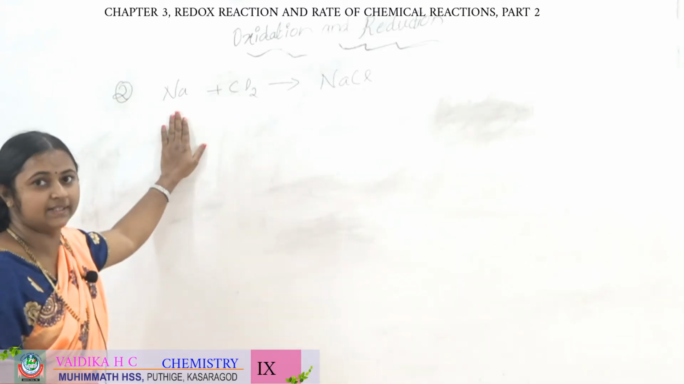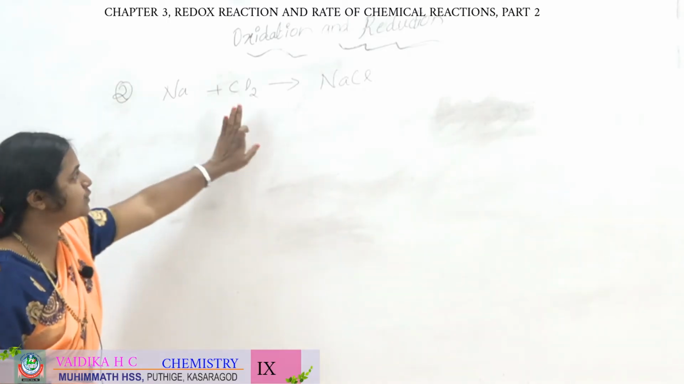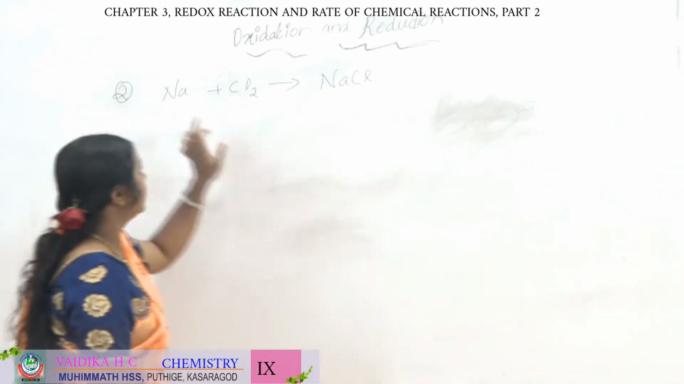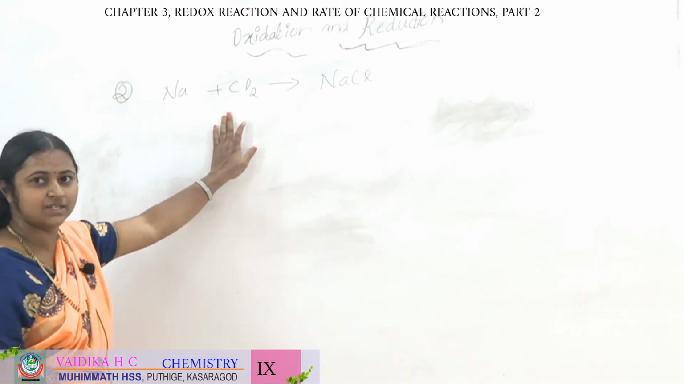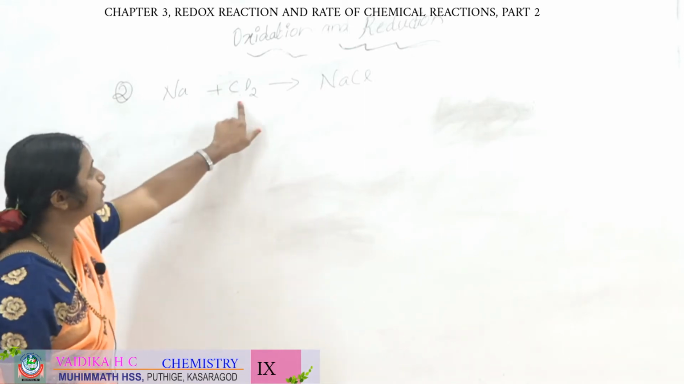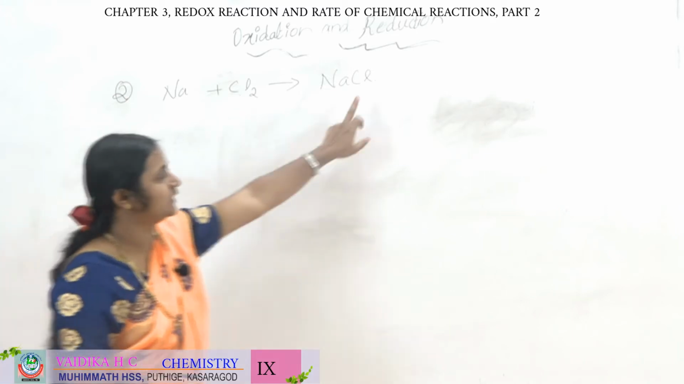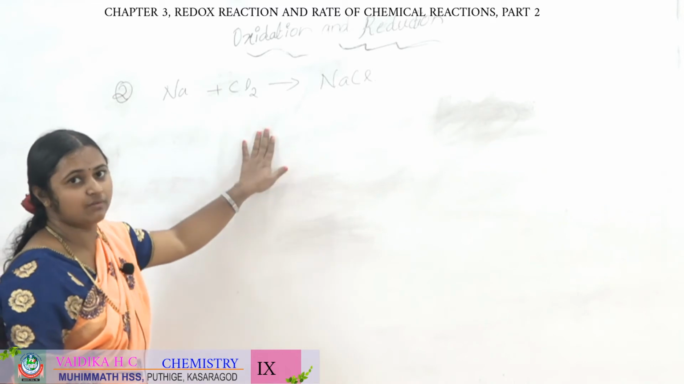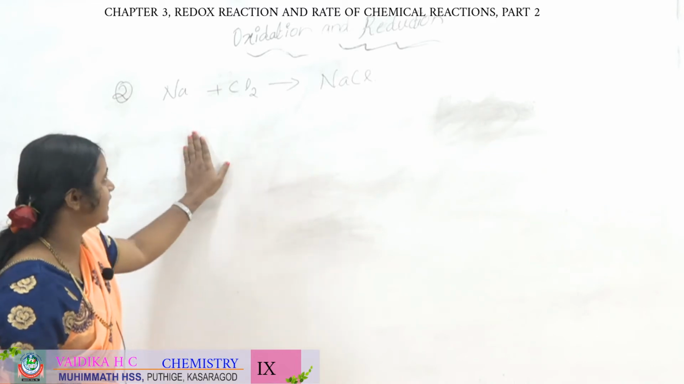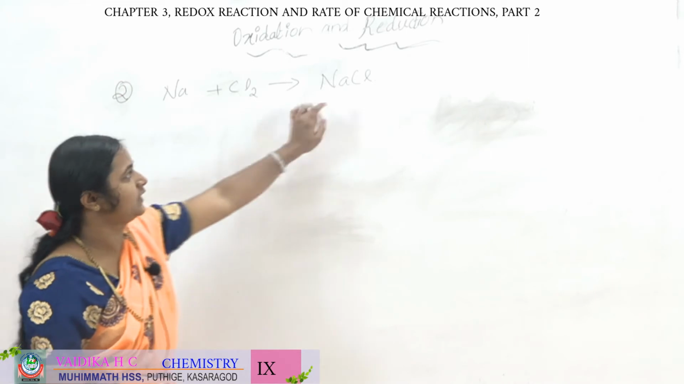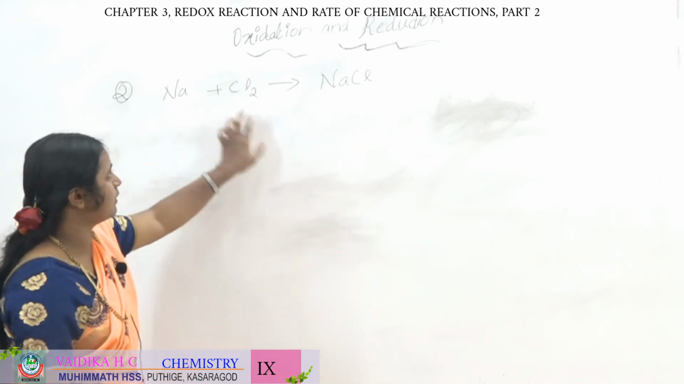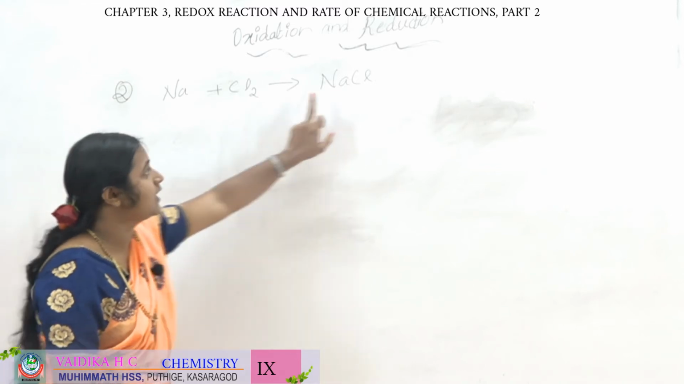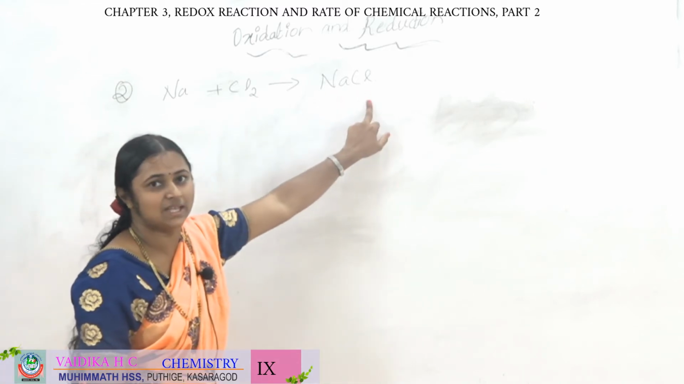Let's take another example. Sodium reacting with chlorine to form sodium chloride. Here, is the equation balanced or not? No, right? Here 2 Cl atoms are there, but here only 1 Cl atom is there. So what we have to do? First we have to balance this equation. Here 1 sodium is there, here 1 sodium is there, no problem, but Cl: in the reactant side 2 Cl atoms are there, but in the product side only 1 Cl atom is there.